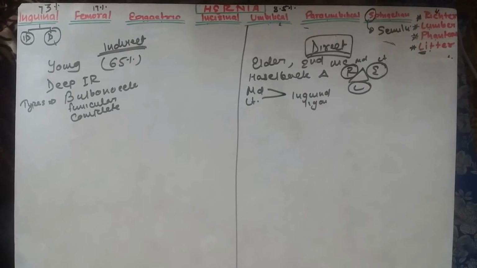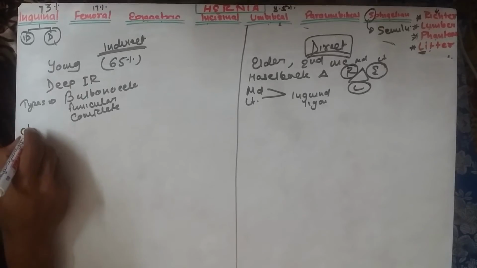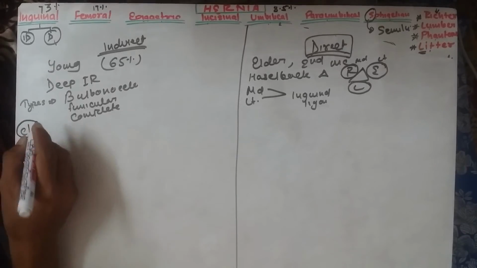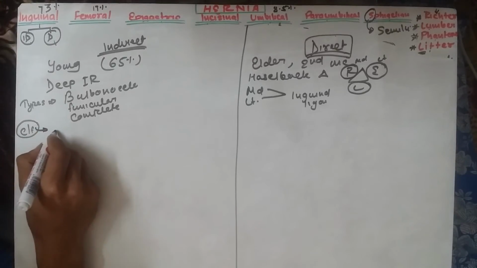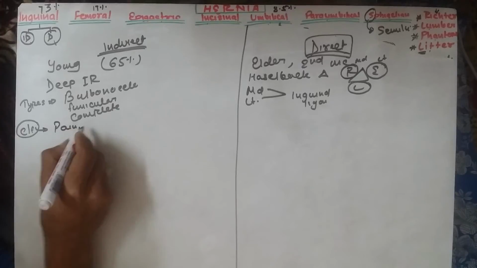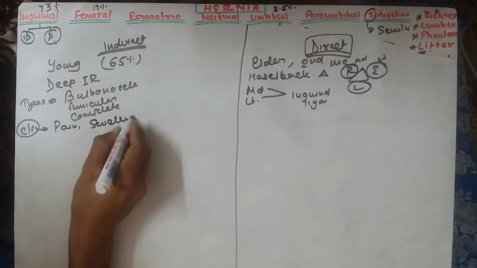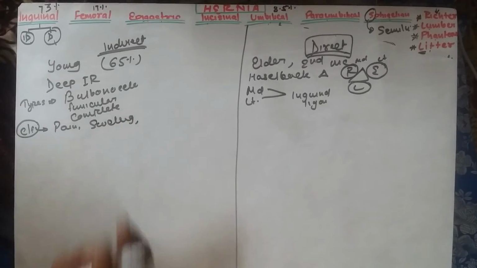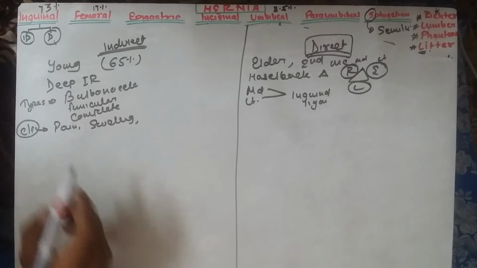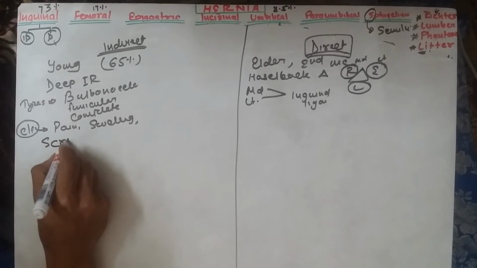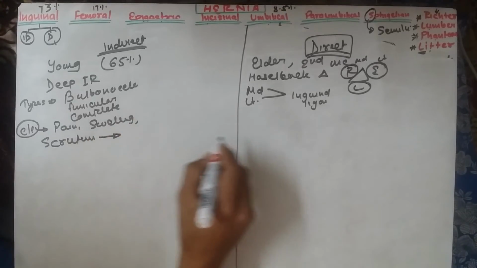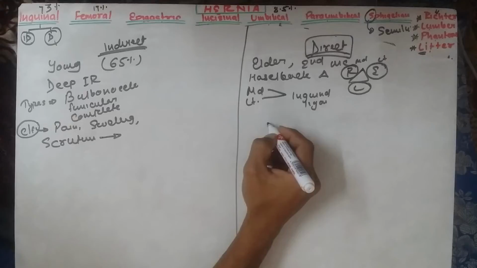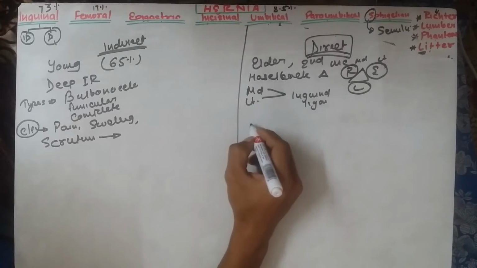Then we should know about some of the clinical features. Usually they are both similar in presentation; there can be a dragging type of pain and there can be swelling. The swelling usually descends up to the scrotum in case of indirect, whereas in direct it does not descend up to the scrotum.